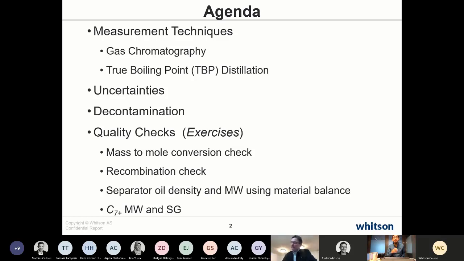Matthias mentioned yesterday that there are many types of QCs that we generally do on the lab PVT data, including the composition. So we will go through some of them here, but not all of them. And those who will be subscribing to this Whitson Academy, we will have a dedicated course there on QCing the lab PVT reports, including the compositional data. So we will go through the exercise, and this last exercise, Matthias will go through together with the decontamination topic.